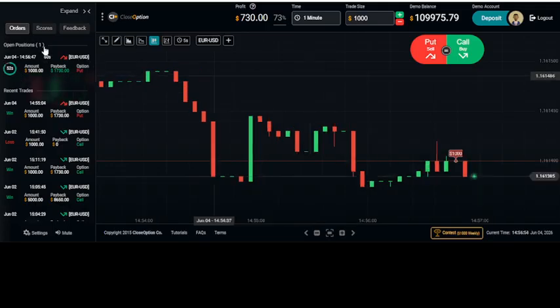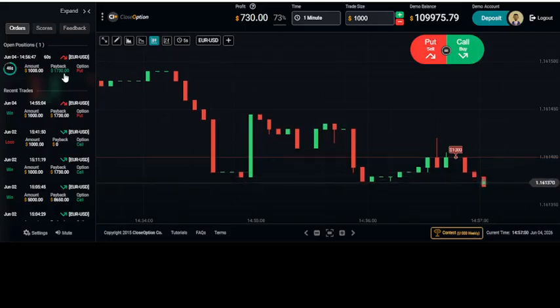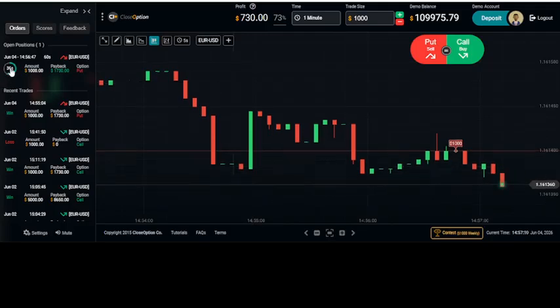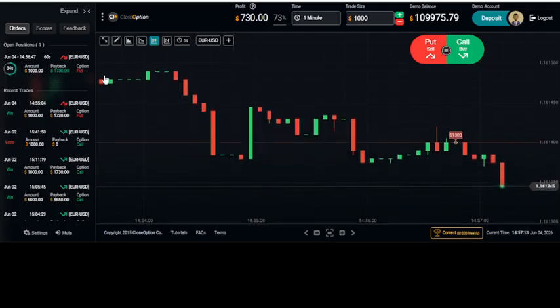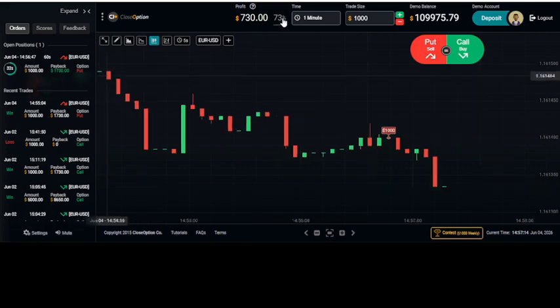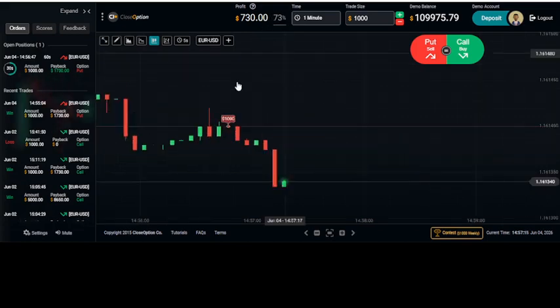There's a countdown timer to the left here. Currently, the trade is in our favor here. It's showing green on the put trade. So let's monitor this trade and wait for the expiration. It gives you the countdown clock as well. And there's a 73% rate of return.